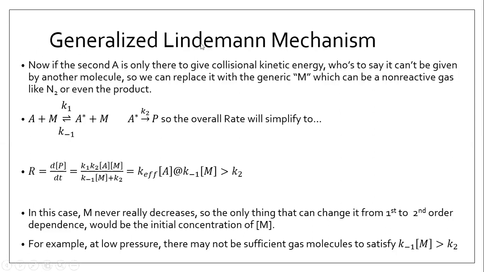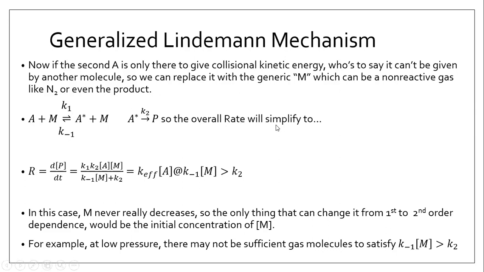So we can have a generalized Lindemann mechanism. Now if the second A is only there to give collisional kinetic energy, who's to say we can't make it a different molecule, a non-reactive molecule? We're going to replace it with a generic M, which can be a non-reactive gas, it could be a product, it could be a reactant. Most commonly, if it's in the atmosphere, it's nitrogen, because nitrogen is a pretty non-reactive gas, making up over 70% of our atmosphere. So just A plus M gives us enough energy, A star.